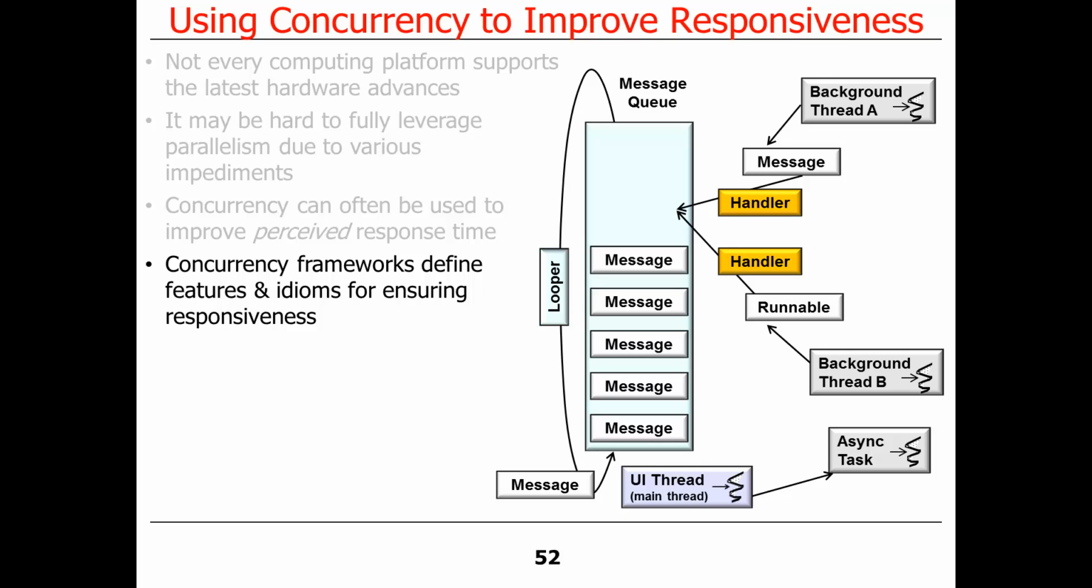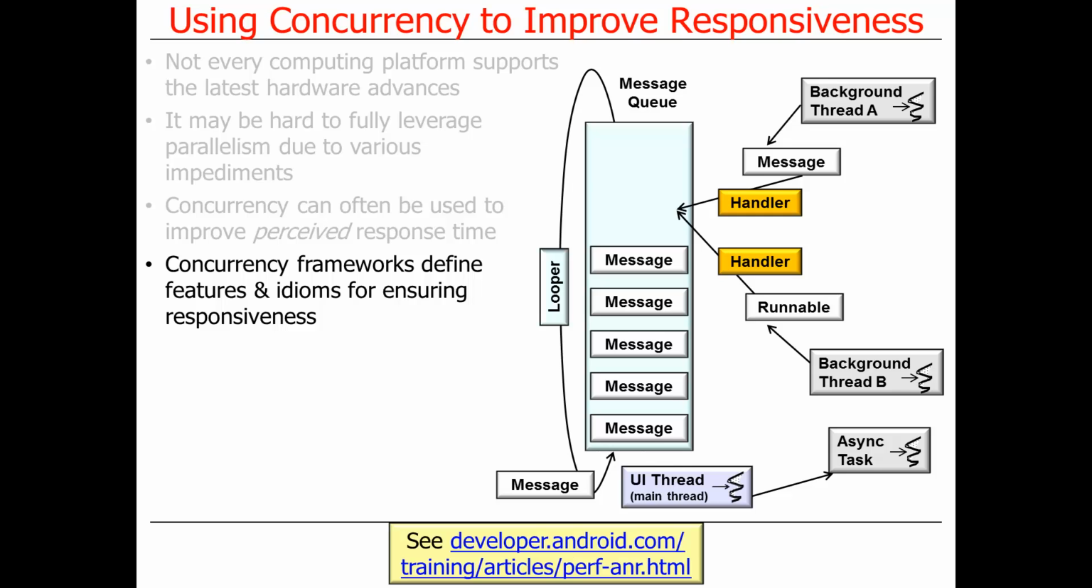And Android provides a bunch of concurrency frameworks that define features and programming idioms for ensuring responsiveness. And that's, of course, that whole discussion we have about the application not responding dialogue that gets popped up when things take more than 3 to 5 seconds to run. And that's why you have to understand concurrency in order to do assignment number 3.